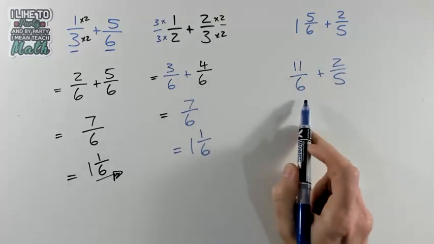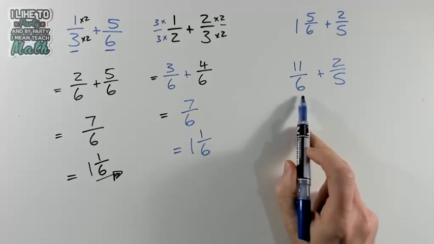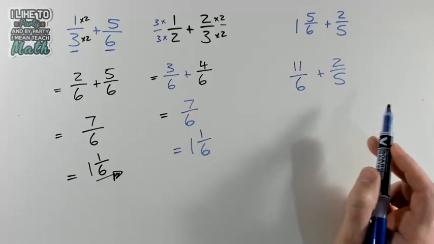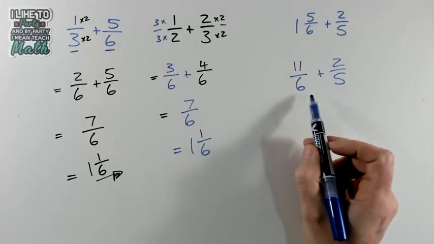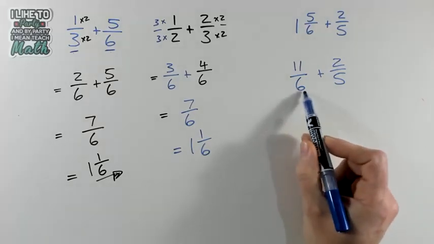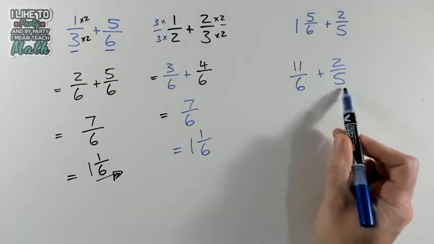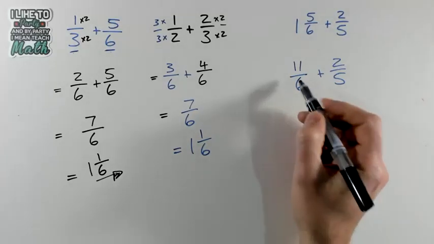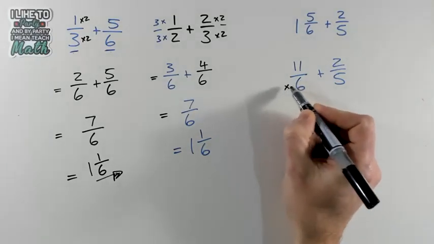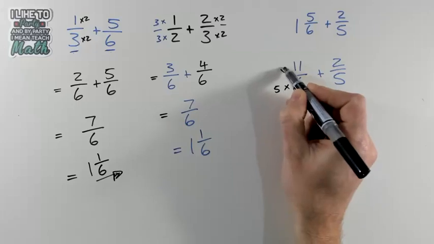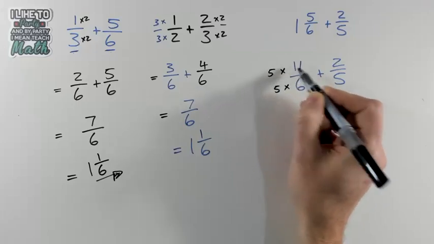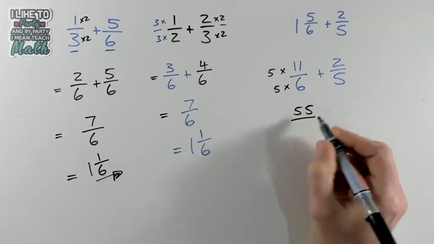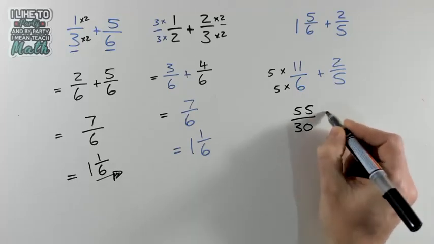And now we have to find the common or lowest common multiple between 6 and 5. You can always find a higher one and simplify in the end. But in this case, the lowest one will again just be multiplying these two numbers with each other. So it's going to be 30. So on this side, I'm going to have to take 6 times 5 and 11 times 5. So 5 times 11 is going to be 55. And 5 times 6 is going to be 30.